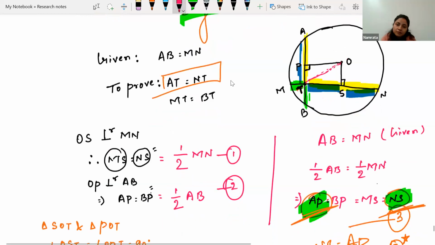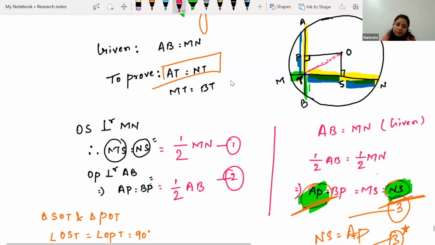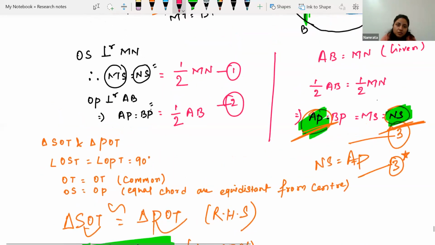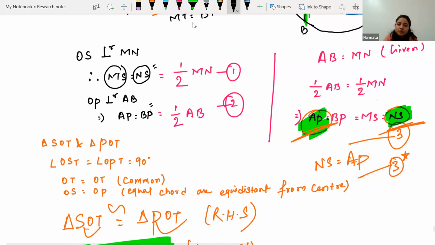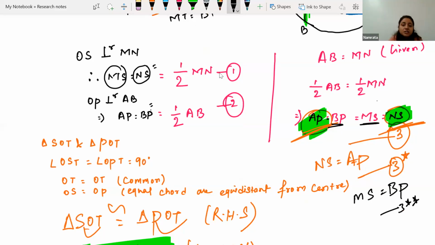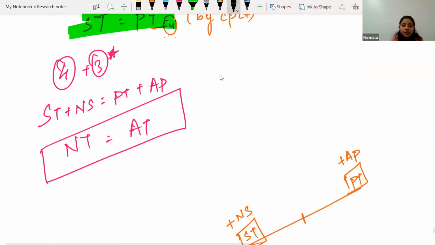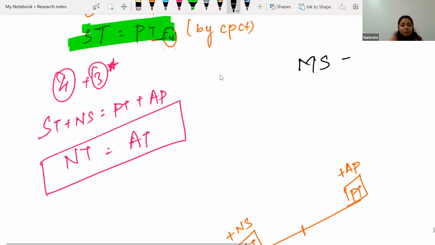Now, from equation number 3, can I say that MS is equal to BP? Yes, we can say all were equal with each other, so we can say MS and BP are equal. That is 3. If you want, you can say 3 double star, or directly you can say we have taken it from equation number 3. Okay, MS is equal to BP. I am writing it. We have taken it from 3.